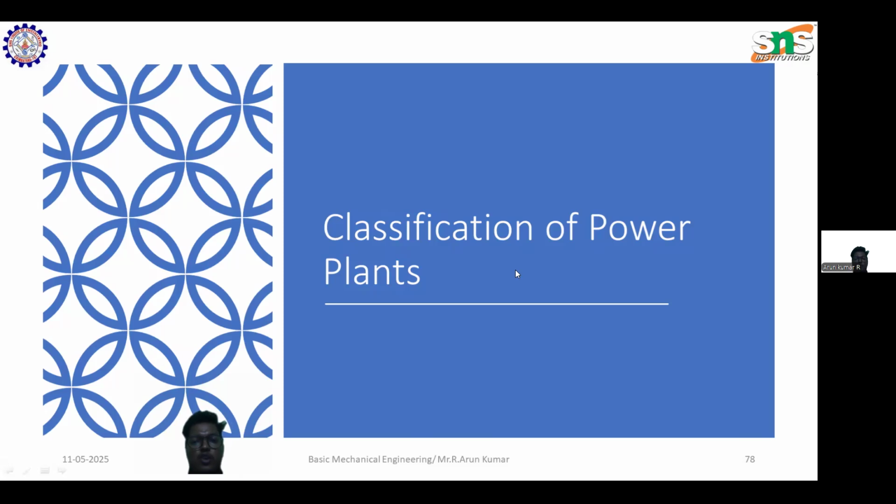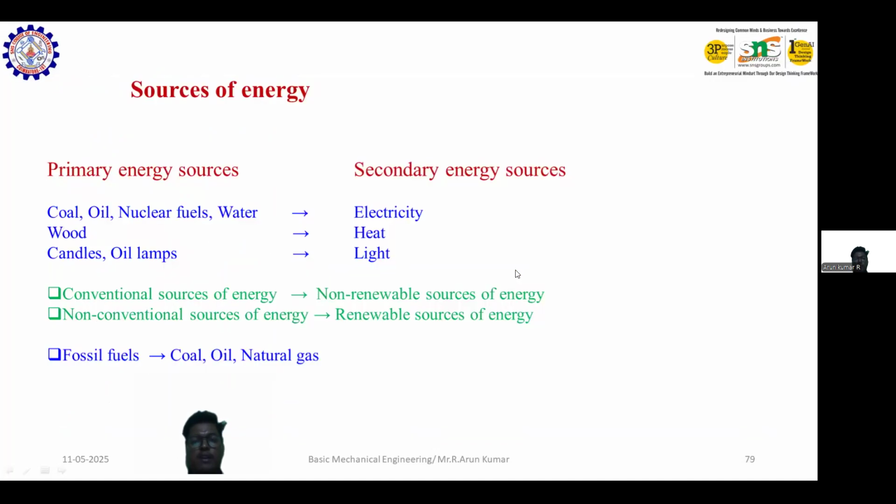So let's move on to the topic. Today we are discussing the meaning of a power plant. Generally, a power plant works from a certain source. The source can be divided into two types: one is called a primary energy source, and the other is called a secondary energy source.